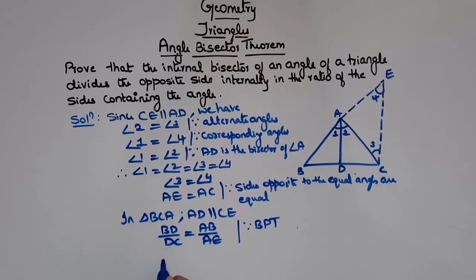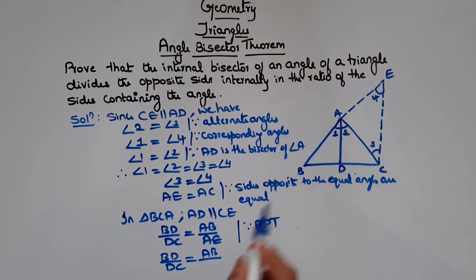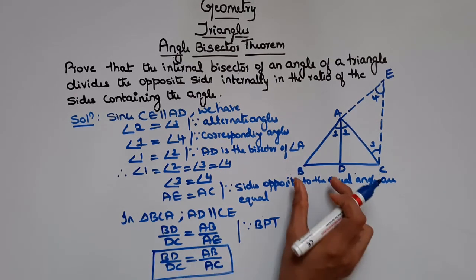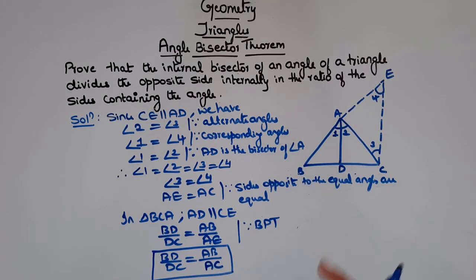So now BD by DC is equal to AB by AE. AE is equal to AC, right? So we can replace this AE by AC. So we have proved BD by DC is equal to AB by AC, right? Hence the proof.